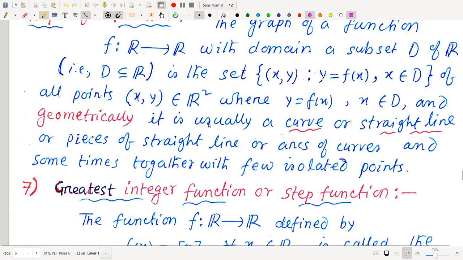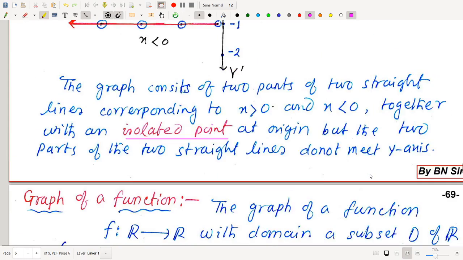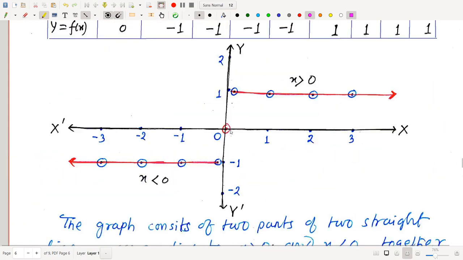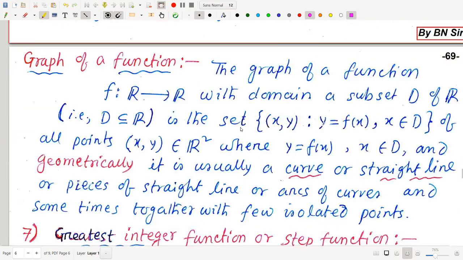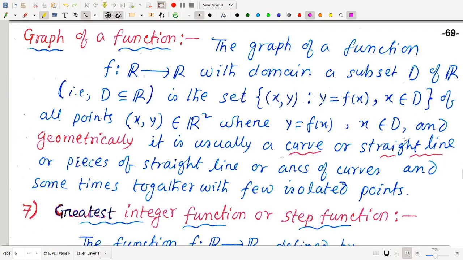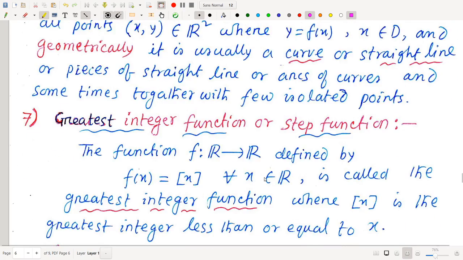And geometrically, it is usually a curve, as we have seen in hyperbola, parabola above, or a straight line, or pieces of straight lines, or arcs of curves, and sometimes together with a few isolated points, as here a point at origin is isolated, you cannot join it with this part of the graph or that part of the graph, so isolated point. So this is graph. Geometrically curve or straight line or arcs or together with isolated points.